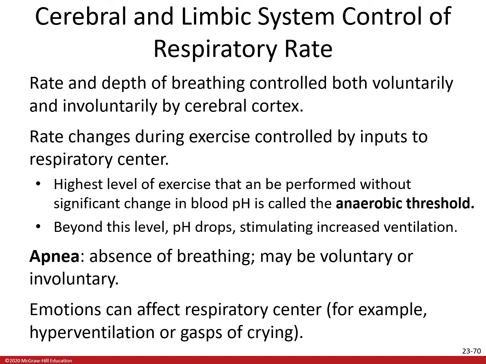So the cerebral and limbic system control of respiratory rate is the rate and depth of breathing controlled both voluntarily and involuntarily by your cerebral cortex. The rate is going to change due to exercise, and it is controlled by inputs to your respiratory center. The highest level of exercise that can be performed without significant change in blood pH is going to be called the anaerobic threshold. Beyond this level, your pH will drop and will stimulate an increased ventilation.